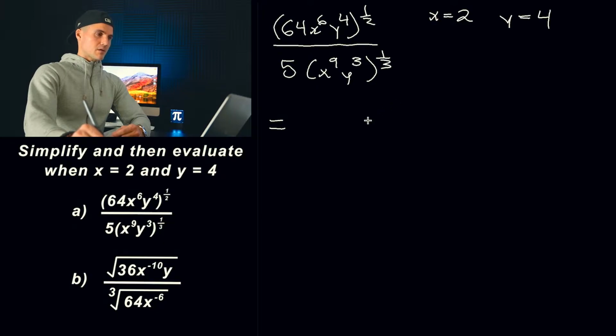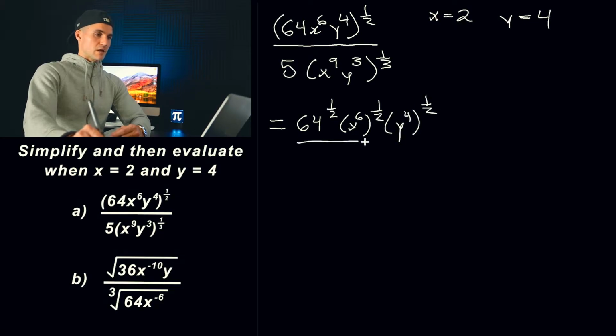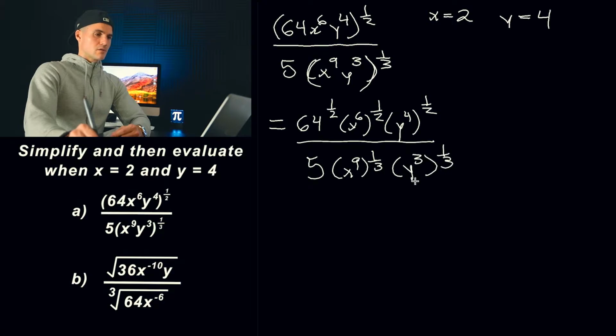So from here, all that's left to do is basically to take this exponent and distribute it to the bracket, to each of these expressions. And then same thing with the bottom now. Notice the 5 is on its own, right? So the 5 is not going to go to the power 1/3. Only whatever's in the bracket is going to the power 1/3. So we'd have x to the 9 to the power 1/3, y^3 to the power 1/3.